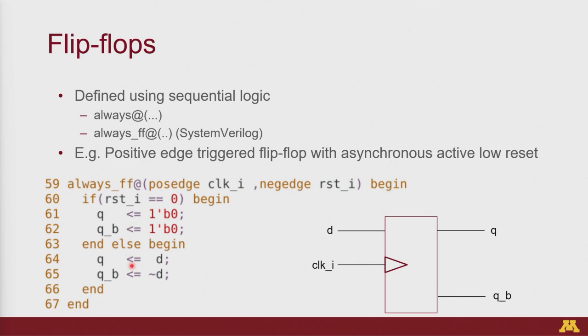Within the always block, the non-blocking statements, are they executing in parallel or in sequence? Yes, they're all executing in parallel. So you can actually imagine that these two lines are executing in parallel. Even if I declare it as a combinational block?